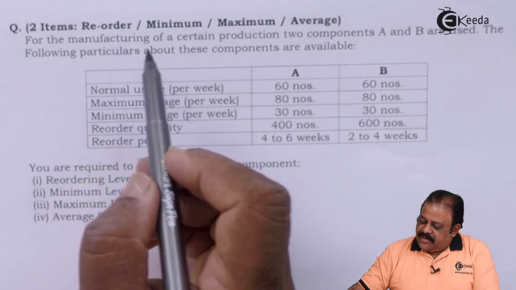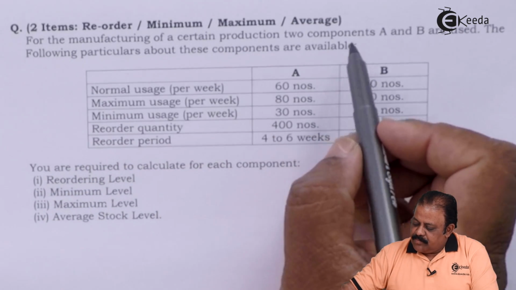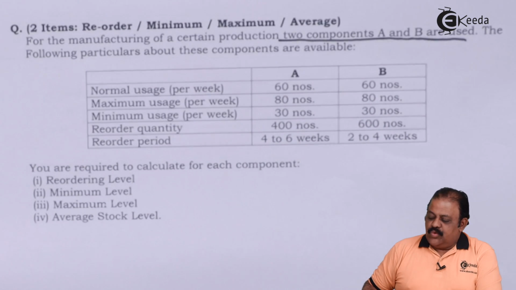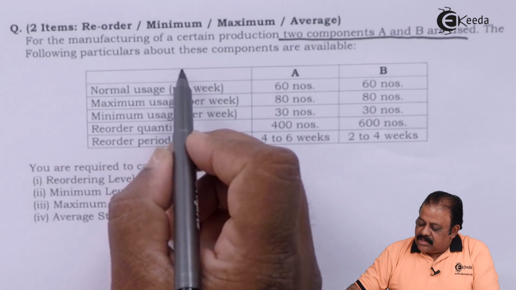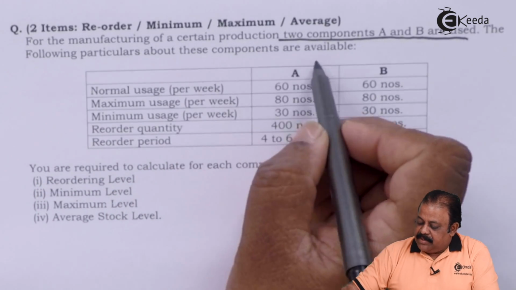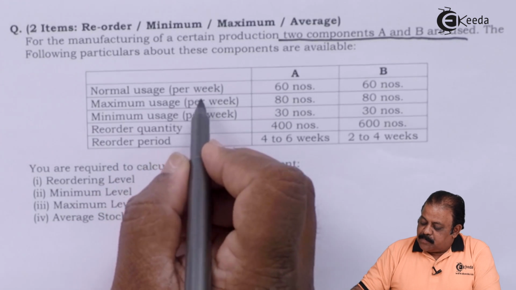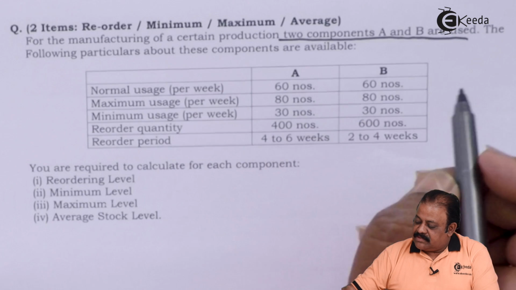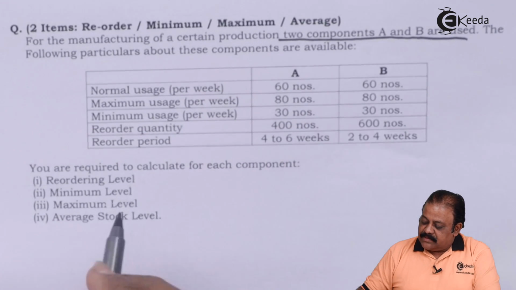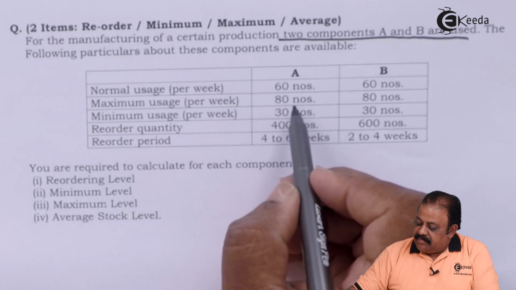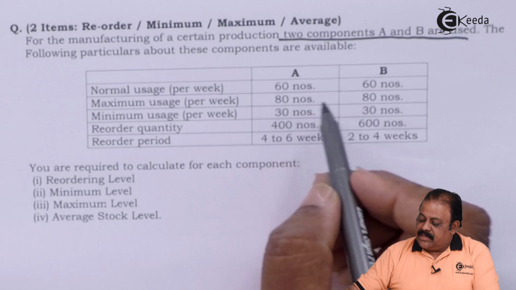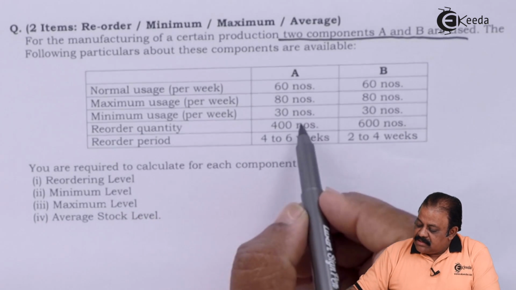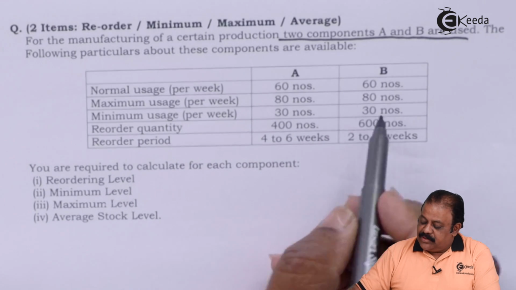For the manufacturing of a certain product, two components A and B are used. The following particulars about these components are available. Normal usage per week in case of A is 60 numbers, that is 60 units, and B 60 units. Maximum per week in case of A is 80 units, B 80 units. Minimum usage per week is 30 units, 30 units.